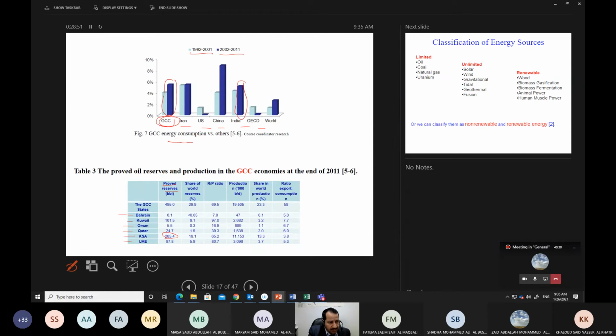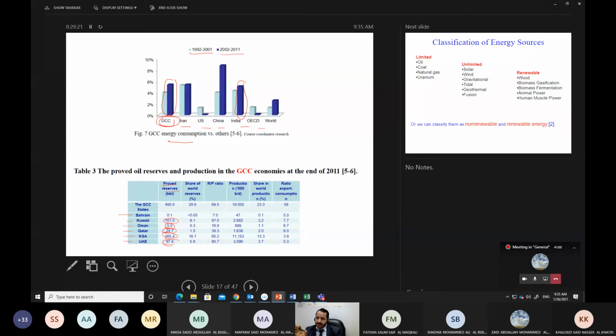BBL, billion barrels, I think, is the abbreviation for this. You can see Kuwait coming next, 101. United Arab Emirates close to Kuwait, around 98. Qatar is around 25. But look, Oman, 5.5. The reservoir is small. It's limited.